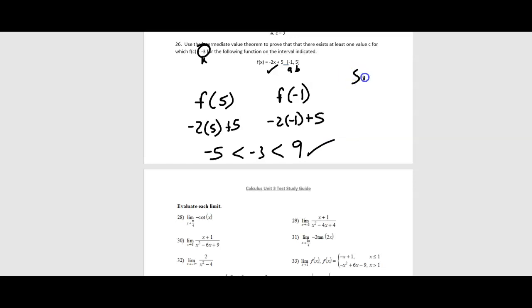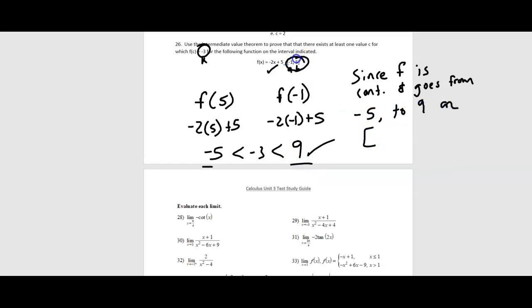So since f is continuous and goes from -5 to 9 on the interval -1 to 5, there must be some value such that f of that value gives me the k value I was interested in, which is -3. Let's go ahead and take a look at number 27.